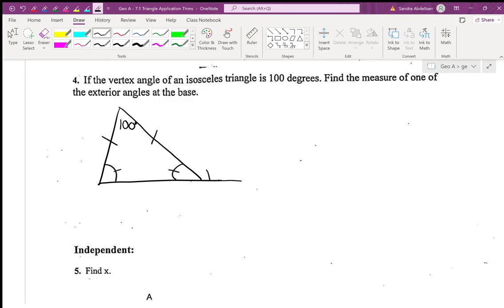Are we able to find these two angles? Yeah, if a whole triangle has to add up to 180 and the vertex angle is 100, doesn't that leave 80 degrees left over? Since these two angles have to be congruent and they have to add to 80, each angle has to be 40. So if the adjacent interior angle is 40, what's its relationship to the exterior angle? They have to be supplementary. So what does that mean for angle 1? 140. You got it.